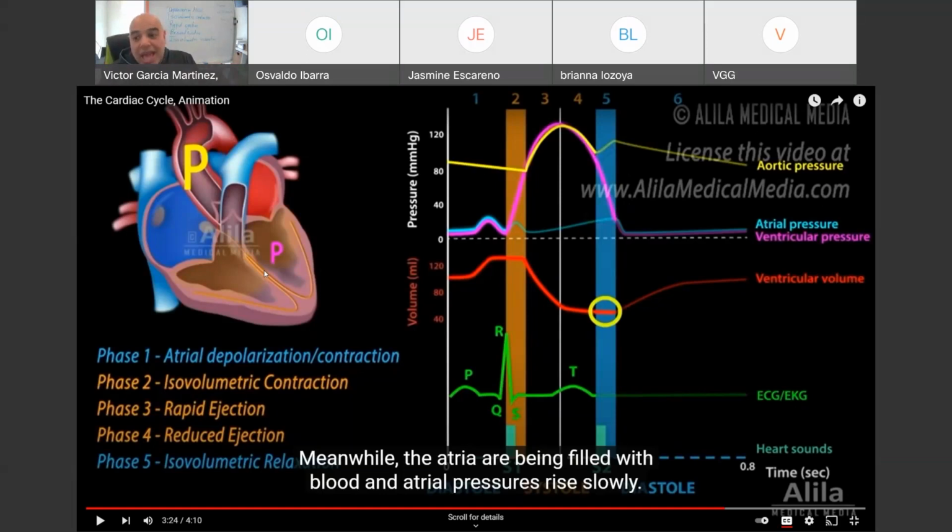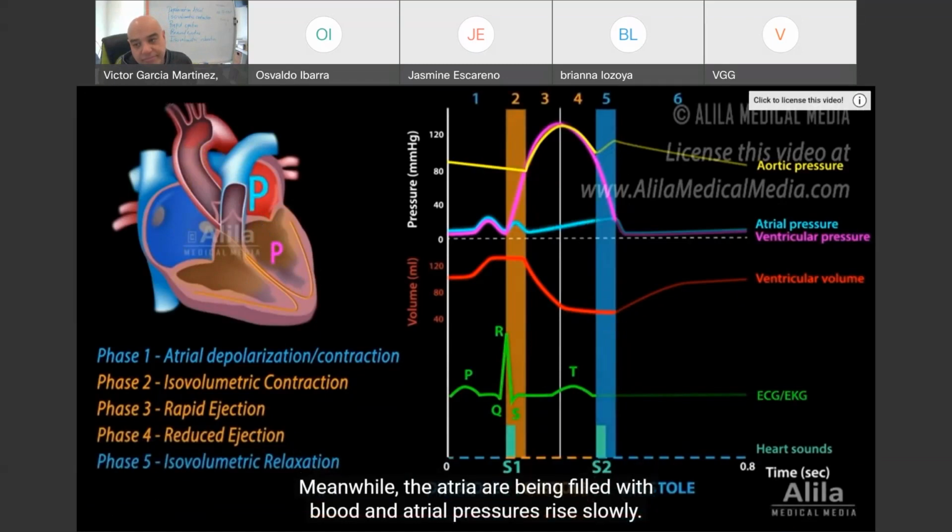Finally, you're going to have more blood when we're resting, when the heart is in diastole. Our atria are receiving blood on the right side from the vena cava and coronary sinus, and on the left side from the pulmonary veins, both at the same time. Then we're going to fill our ventricles later. Pay attention to the end of the video, guys. The atria are being filled with blood and atrial pressures rise slowly.